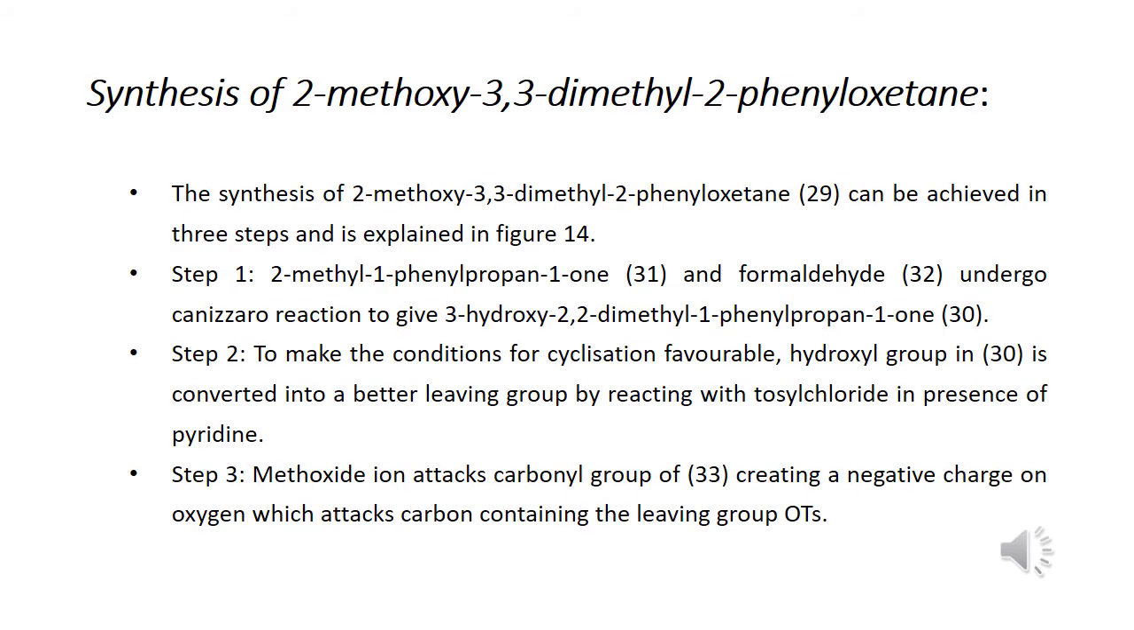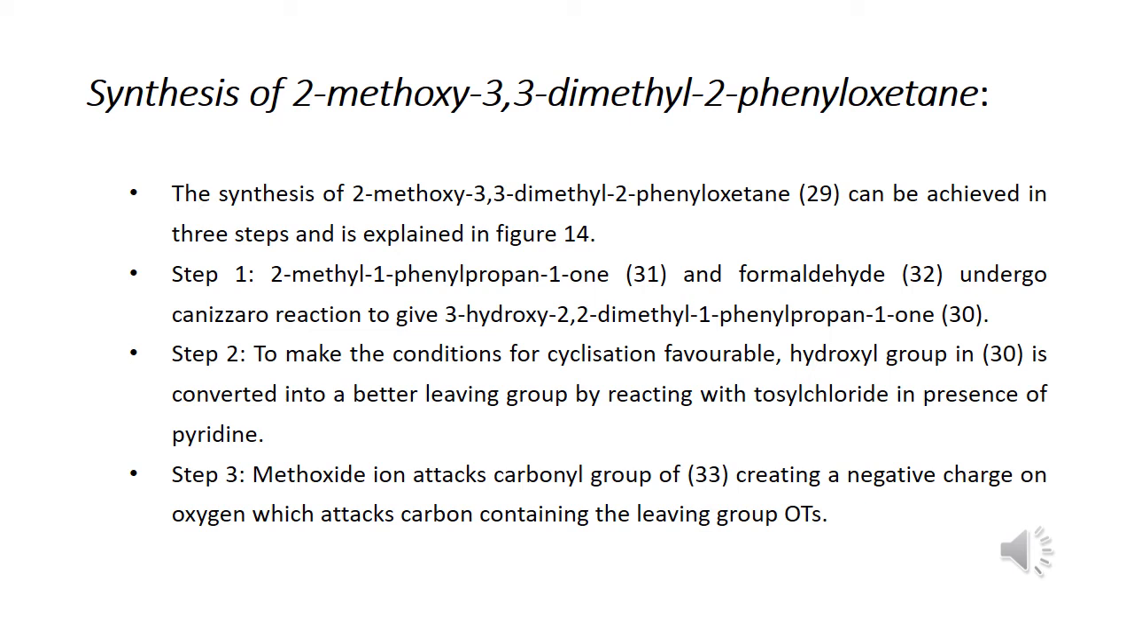Now, after the retrosynthetic analysis, let's see the synthesis of 2-methoxy-3,3-dimethyl-2-phenyl oxetane, structure 29, which can be achieved in 3 steps. We can see in figure 14 in the next slide. In step 1, 2-methyl-1-phenylpropan-1-one, structure 31, and formaldehyde 32 undergo a crossed Cannizzaro reaction to give 3-hydroxy-2,2-dimethyl-1-phenylpropan-1-one. Step 2 is to make the conditions for cyclization favorable.